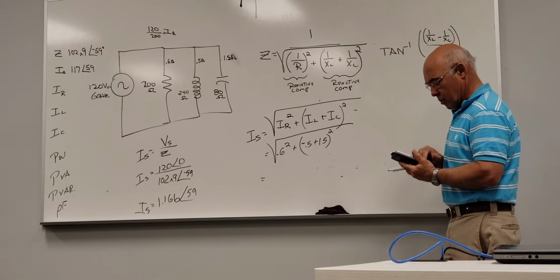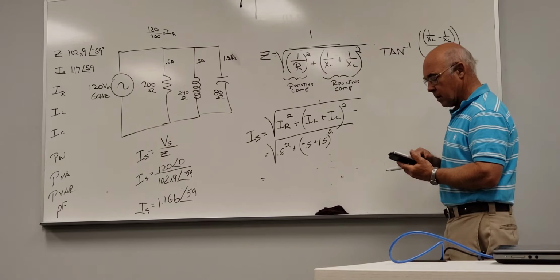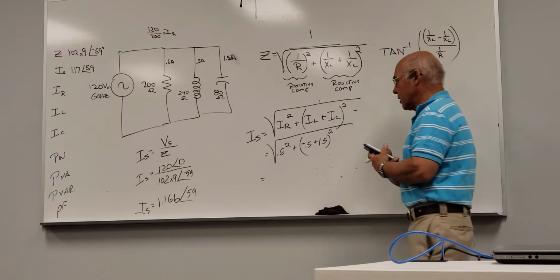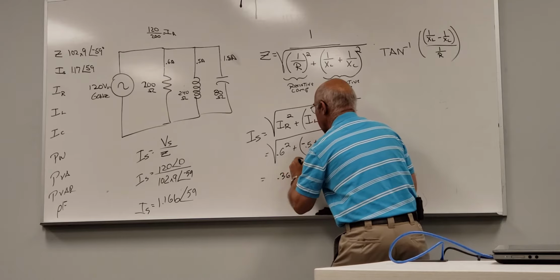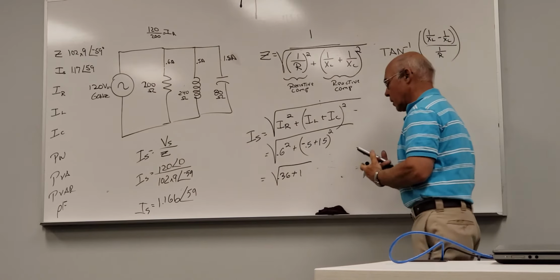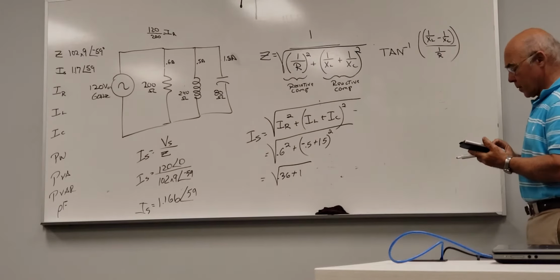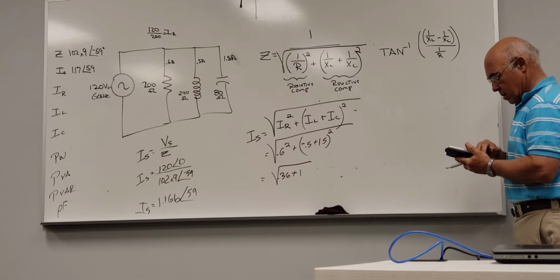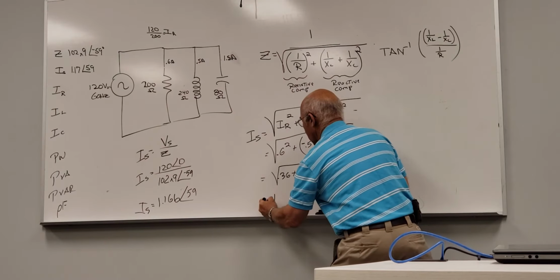You square 0.6, you get 0.36. Take the square root of that. Alright. So you get 1.36. Take the square root of that, and you wind up with probably 1.17.